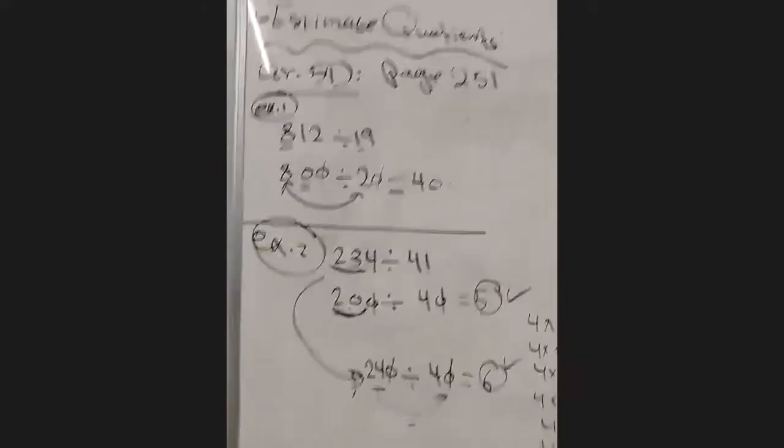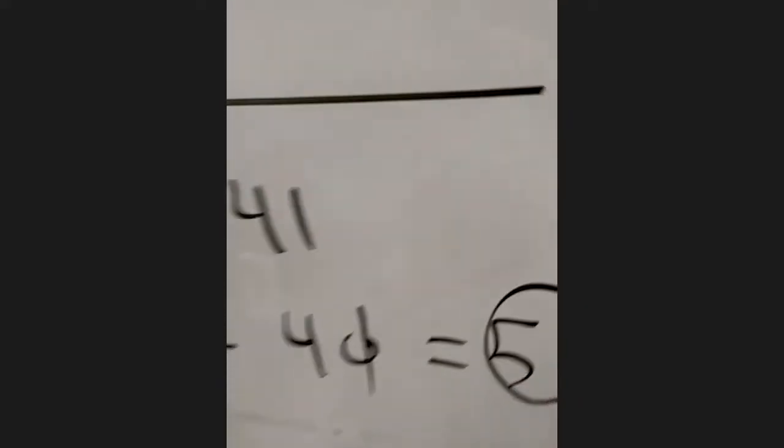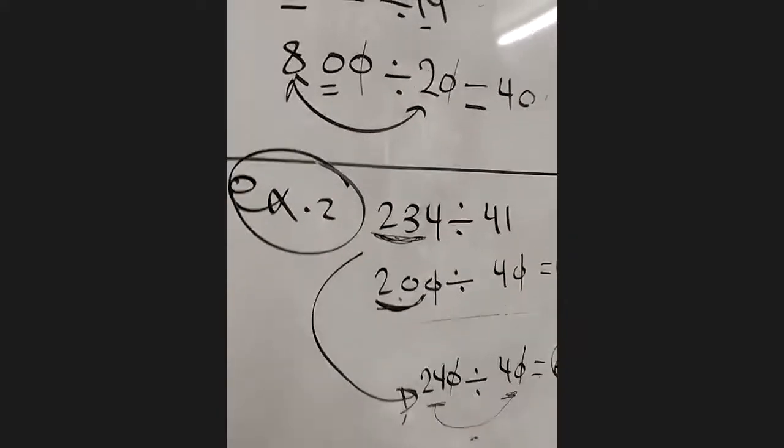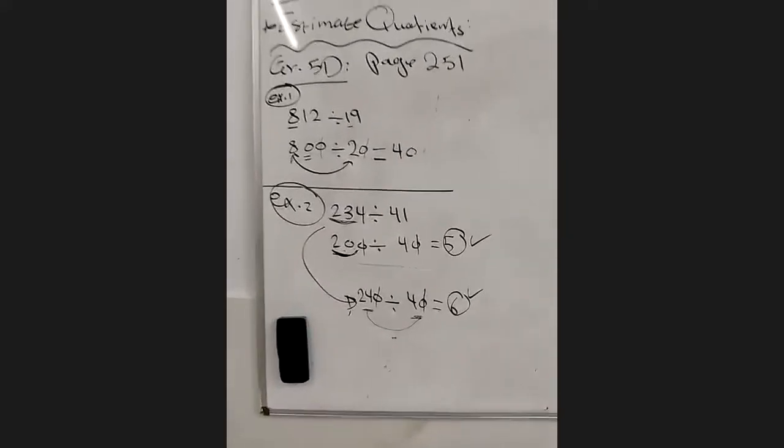If we can use rounding, use it because rounding is easy. If you cannot use rounding, you can use compatible numbers. Compatible numbers. This is the idea of the lesson, guys. Let's do exercises now.